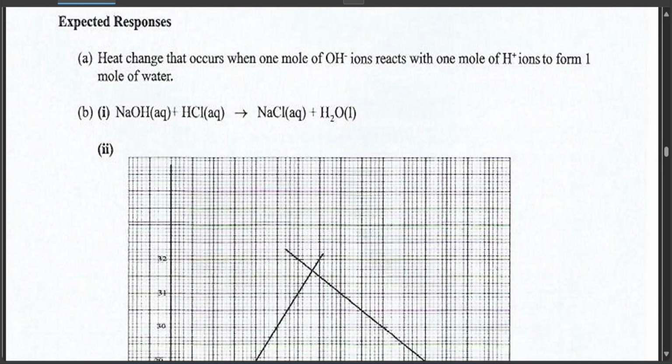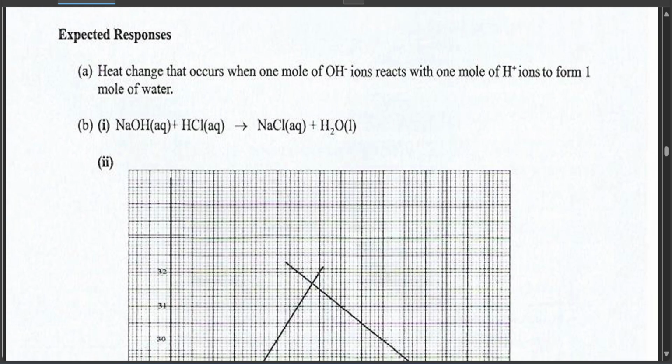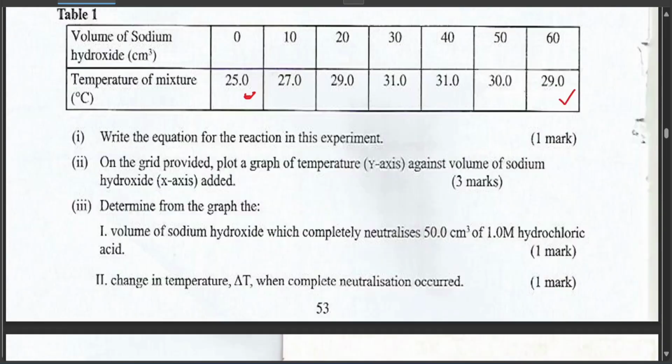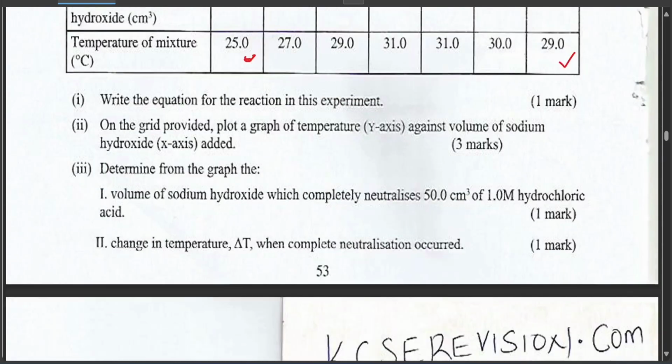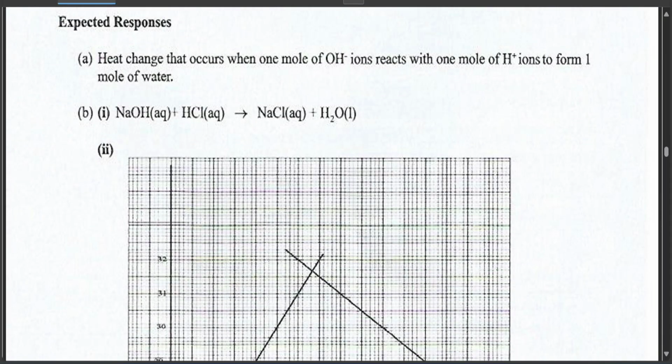So the expected responses included for the first question, question A: the heat change that occurs when 1 mole of hydroxide ions reacts with 1 mole of hydrogen ions to form 1 mole of water. That is molar heat. They ask you the molar heat of neutralization, which is defined as the heat change that occurs when 1 mole of hydroxide ions reacts with 1 mole of hydrogen ions to form 1 mole of water.